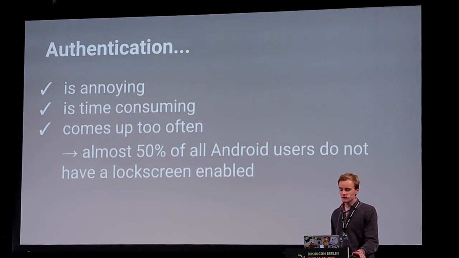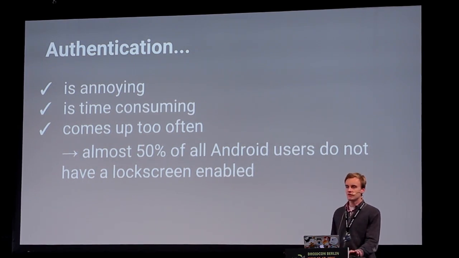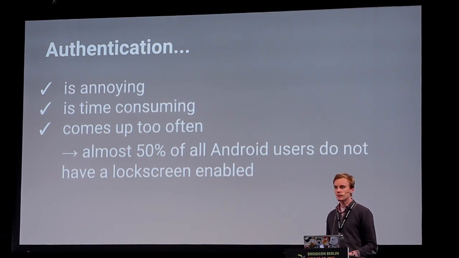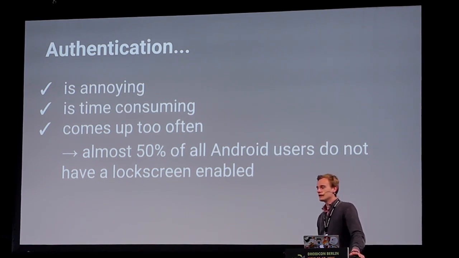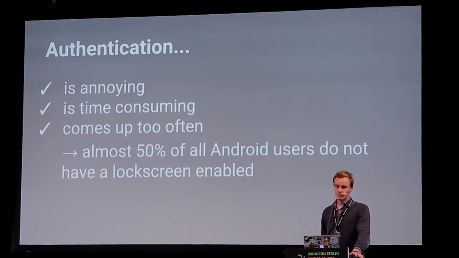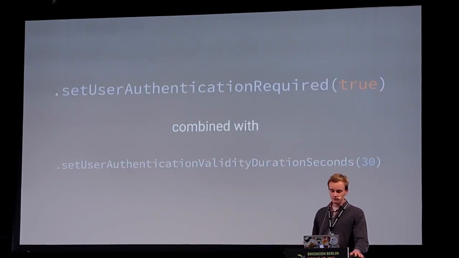And the cool part of it is you can now integrate the authentication process with the unlock process of the device. So if I pull the device out of my pocket, I can check with the keystore if the user recently authenticated, and if it says yes, I can just skip the login screen or the authentication screen in my app. So this is a really great way to improve the user experience there.